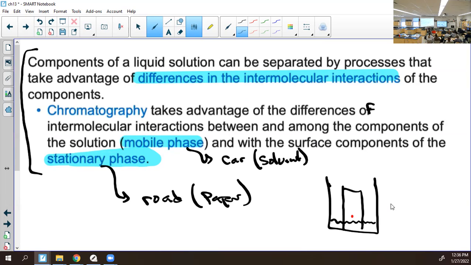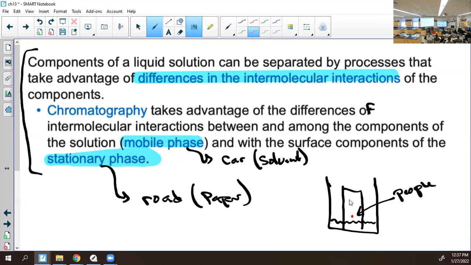And the thing you're analyzing is like the people inside the car. You with me? The car's going to take them. The car's going to travel because the road exists. And, this is where the analogy kind of breaks down, based on the attraction between the things that the red dot is made out of and the paper, which we call the stationary phase, or the solvent, which we call the mobile phase, it will determine how far up this paper it goes.